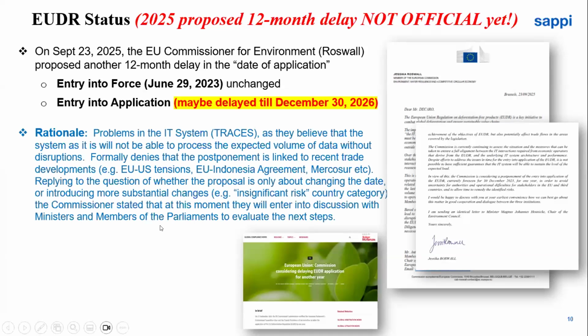Now, anyone working towards compliance could have told them 2 years ago they had problems with their IT system and that any IT system was going to crash under the amount of data that they are requiring. So why they're talking about it now, I don't know. The commissioner is denying that this has anything to do with the U.S. trade agreement or any other negotiations with other countries. They're also not willing to go on record as to whether they're going to change anything else in the regulation.